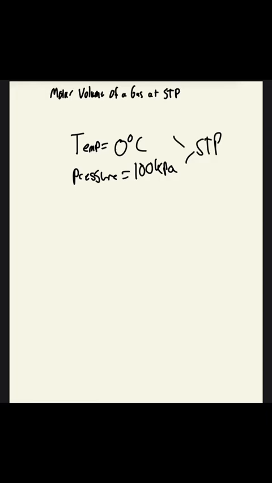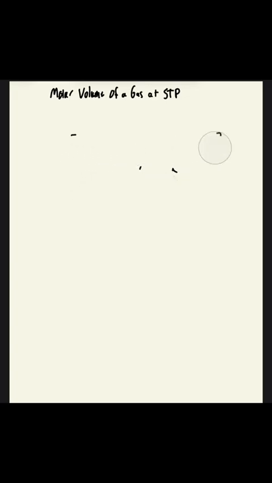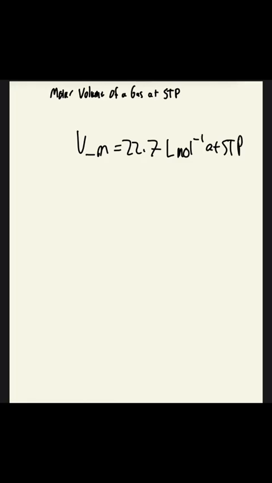Okay, now let's talk about molar volume. Molar volume is the volume occupied by 1 mole of gas at a specified temperature and pressure. If we look at ideal gases, we'll talk a little bit more about them in a future video, but ideal gases have a molar volume. Molar volume is represented by this symbol here and is equal to 22.7 liters per mole. This is for ideal gases at standard conditions.